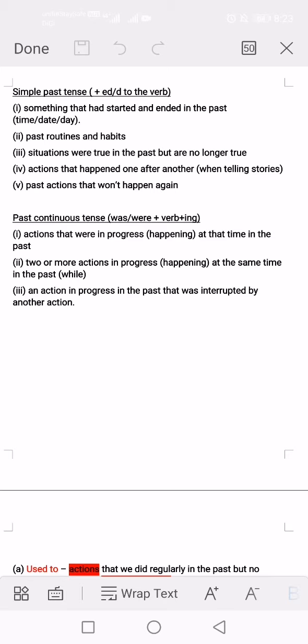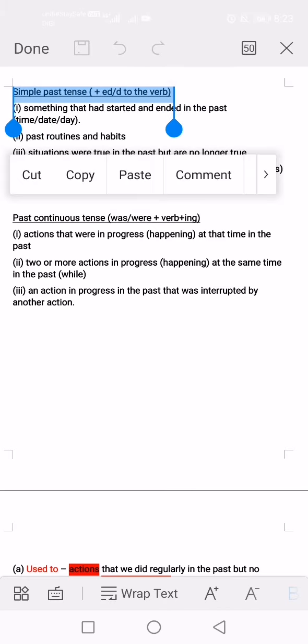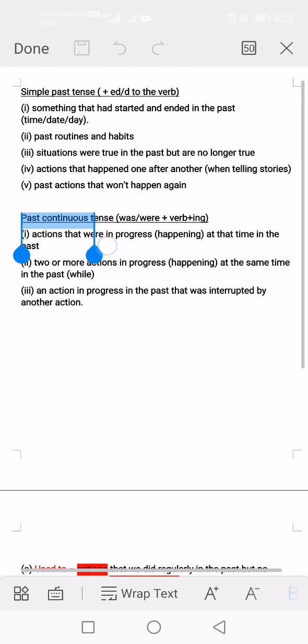Okay, so let's start. You guys know already, say, yeah, I know, but sometimes you guys still do the same thing. Okay, this is very important later when you want to write stories in your exam, yeah? So the first one we look at is simple past tense. Just remember the difference between simple past tense and past continuous tense.